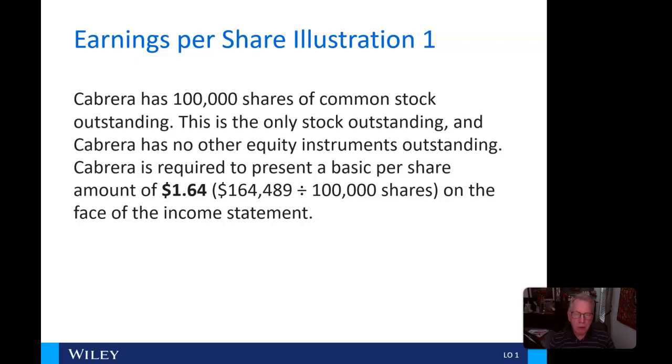And that term basic is important because there's also a fully diluted earnings per share, which assumes that everything that is out there that could be converted into outstanding shares is. So it's a kind of pretend number. So the key one here is basic earnings per share. And in this case, it's $1.64.